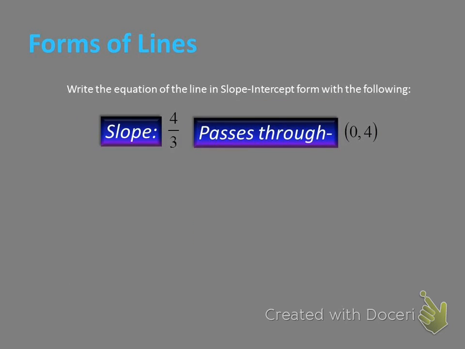All right, number one. Write the equation of the line in slope-intercept form with the following. Slope is 4/3. Passes through the point (0, 4). So step one, you find your slope. Work real hard at this one. There it is. All right. And then you're going to find your y-intercept.